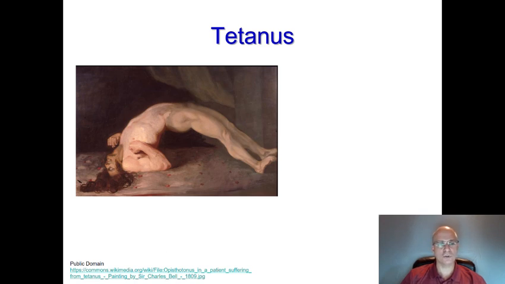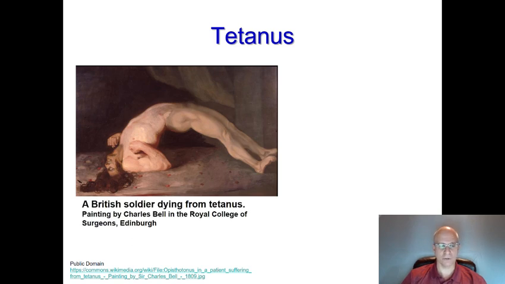This was a British soldier who was injured, and from what we're told, it was a relatively mild injury. He was stabbed by a spear. It wasn't a life-threatening injury, but some tetanus bacteria were introduced into the wound through the spear. As these bacteria began to grow, they released toxins, and these toxins caused some really serious muscle contractions in this poor British soldier.